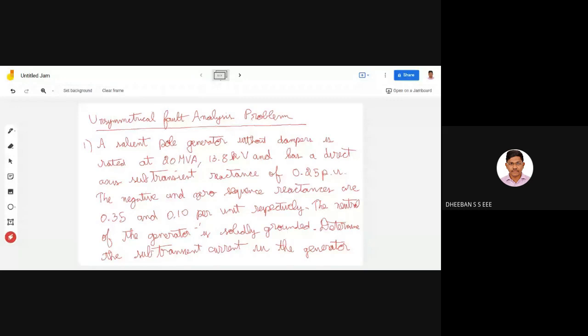Today we will be dealing with problems oriented to unsymmetrical fault analysis. As I said in the previous lecture, these problems are very simple for your calculation, and really time saving from your exam point of view. If you're opting for this problem, you have to get through only two main criteria. They'll be asking you to find only two main criteria.